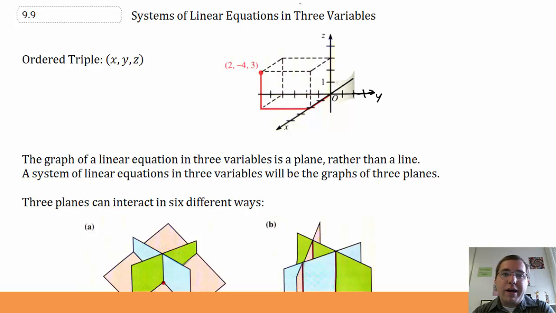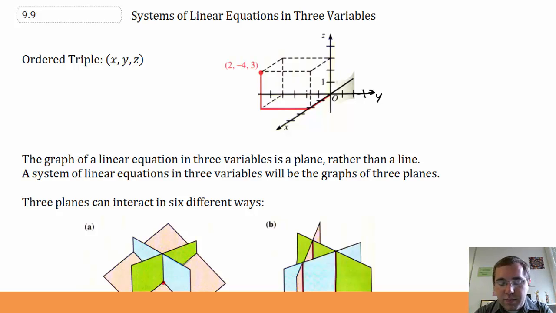This is section 9.9 of Honors Algebra 2, Systems of Linear Equations in 3 Variables. So we've done systems of equations in 2 variables. Now we have 3 variables. So instead of just x and y, we have x, y, and z. And so instead of an ordered pair, we have an ordered triple. The x value, comma, the y value, comma, the z value.